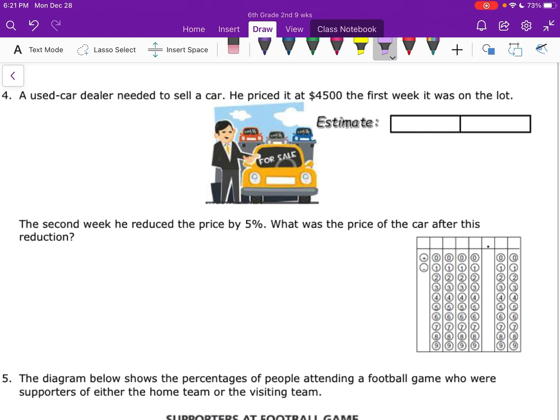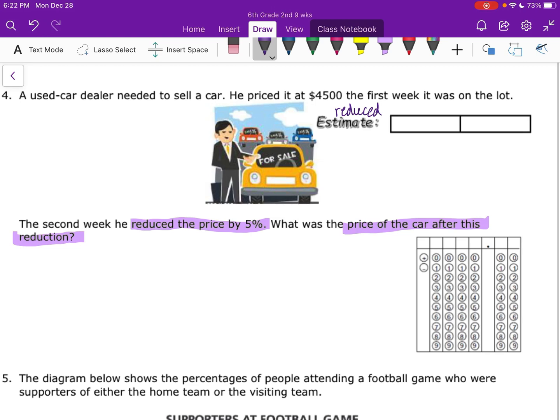Okay, so this is going to be 2 steps, because they don't tell us. He said they reduced it by 5%. So it went down 5%. So once we figure out what 5% is, we're going to have to subtract it. Okay? So when we do our estimate here, this is going to be the estimate on how much it was reduced. What's reduced mean again? It means to go down.